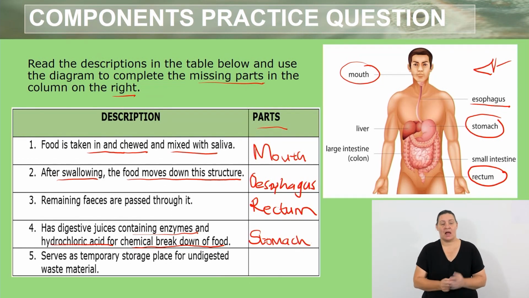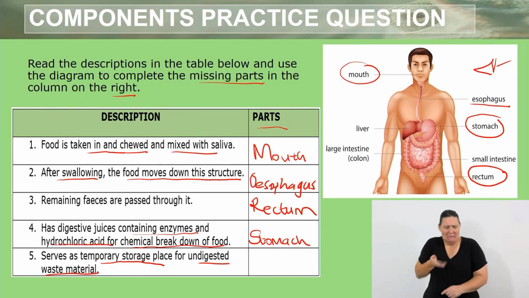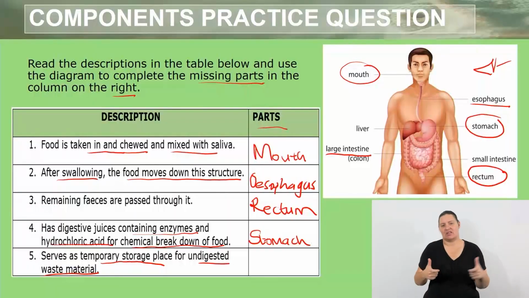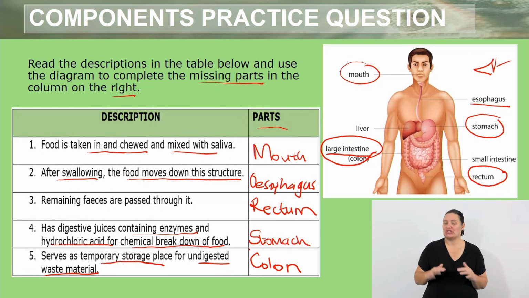Right. Then the last one says it serves as temporary storage place for undigested waste material. So the undigested waste is stored there temporarily before it is passed out through the rectum. And that is obviously what? The large intestines or the colon. Let's put the colon because it is shorter. Yes, it is the large intestines. So that is the end of our second activity. So now we are going to move on to the last part.